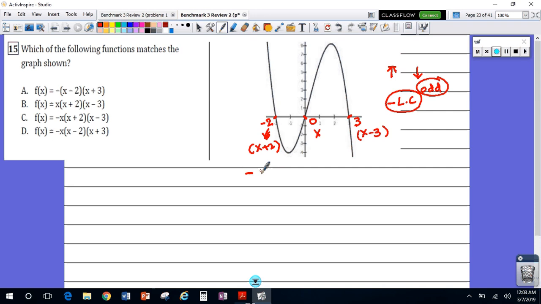So multiply all together, it is negative x times x plus 2 times x minus 3. So which is the right option here? Negative x times x plus 2 and x minus 3. C.